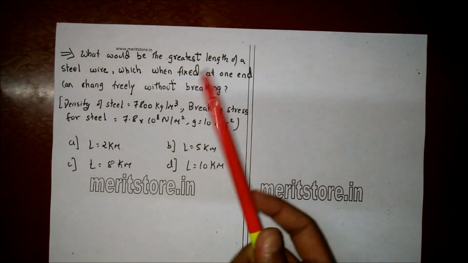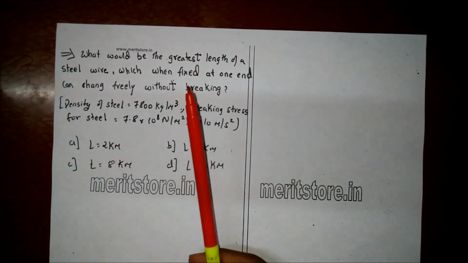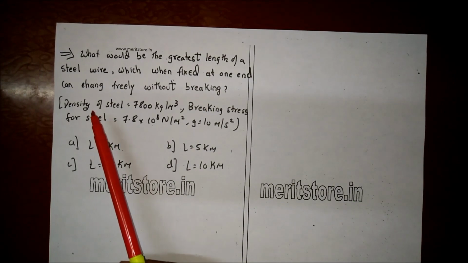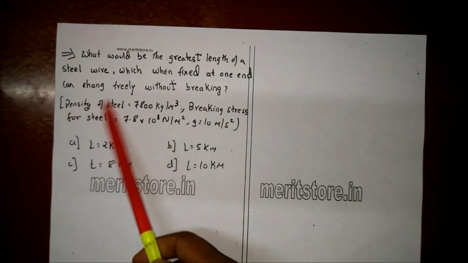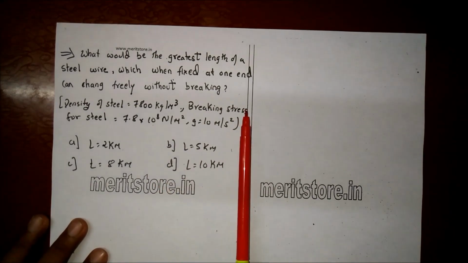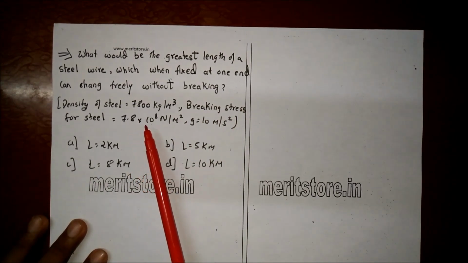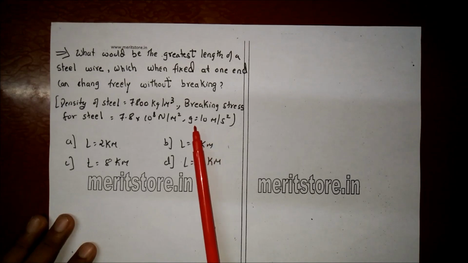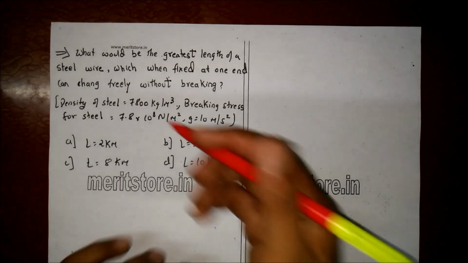What would be the greatest length of a steel wire, which when fixed at one end can hang freely without breaking? Here the density of the steel is 7800 kg per meter cube. Breaking stress for steel is 7.8 into 10 raised to 8 Newton per meter square, and g is 10 meter per second square. Here are the options.